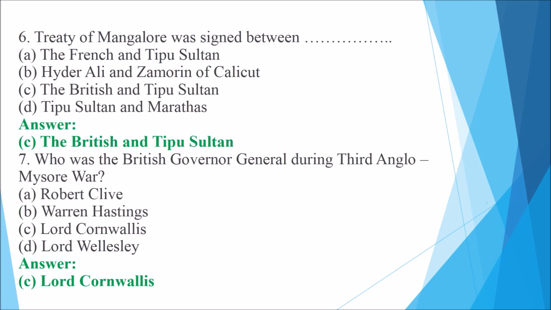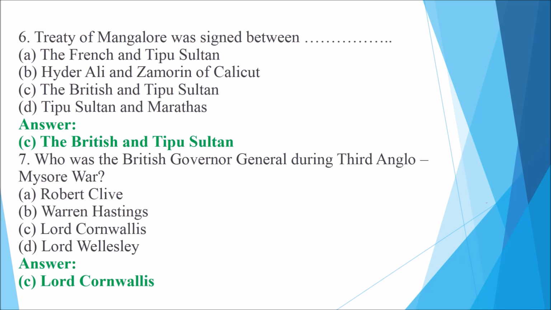Question number 6. Treaty of Mangalore was signed between dash. Option A, the French and Tipu Sultan. Option B, Hyder Ali and Zamorin of Calicut. Option C, the British and Tipu Sultan. Option D, Tipu Sultan and Marathas. So the correct answer is option C, the British and Tipu Sultan.